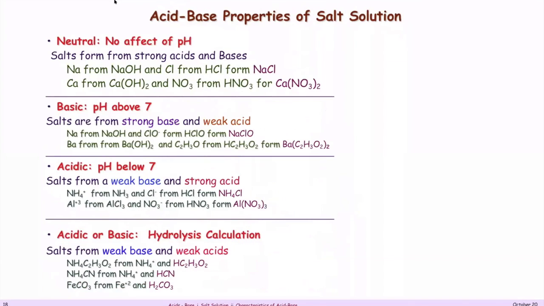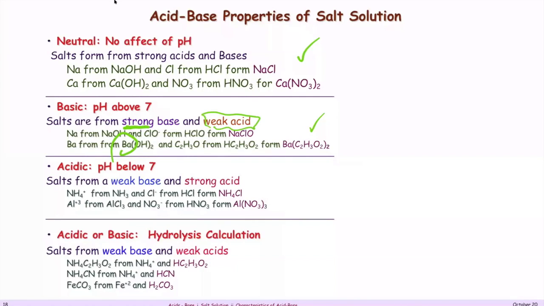So here are examples. I already talked about that. A basic solution. Why is this basic? Let me give you some background information. This is a strong base, so the barium is not going to do anything. Like barium hydroxide, the conjugate would be barium and the hydroxide. It's not going to do any chemistry, but the acetate comes from a weak acid.